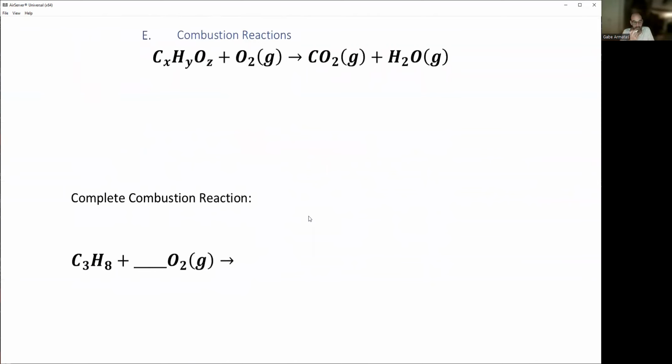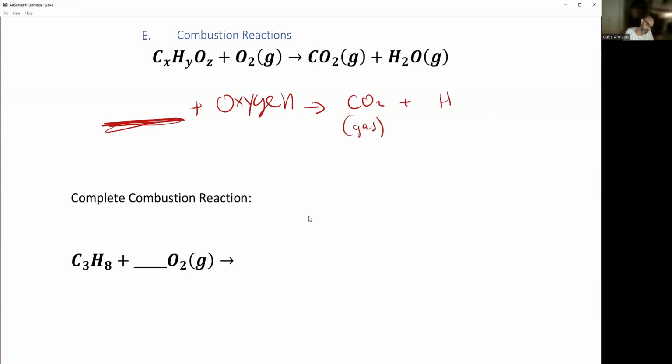And the last thing, a combustion reaction for the section. A combustion reaction is when you take an organic compound, typically one that contains carbon, hydrogen, oxygen, anything like that, and combine it together with oxygen. So some kind of carbon, hydrogen, oxygen compound, some type of molecular compound combined with oxygen to give us CO2 gas and water gas. This is considered a combustion reaction.